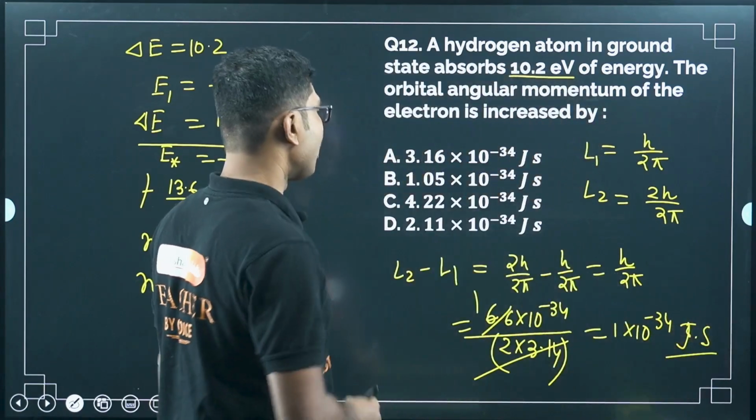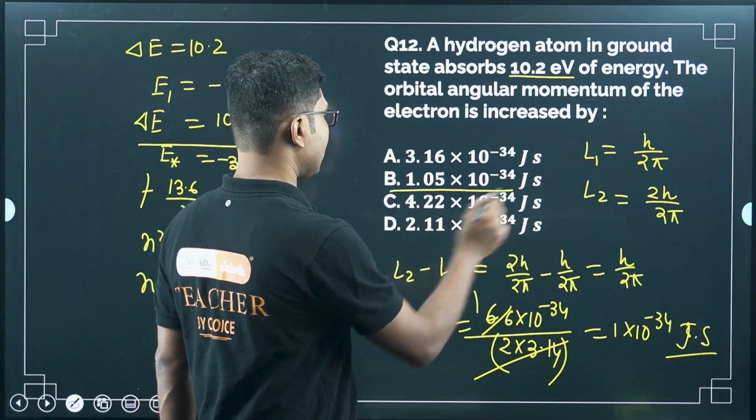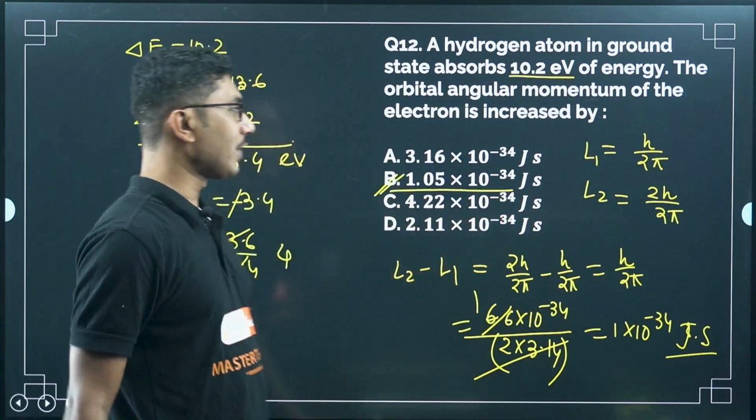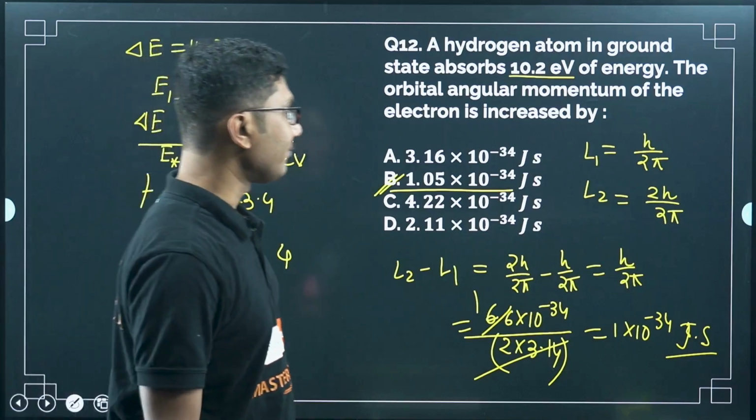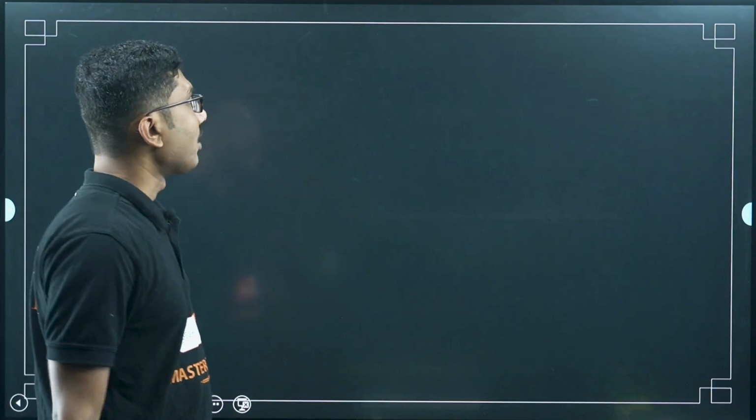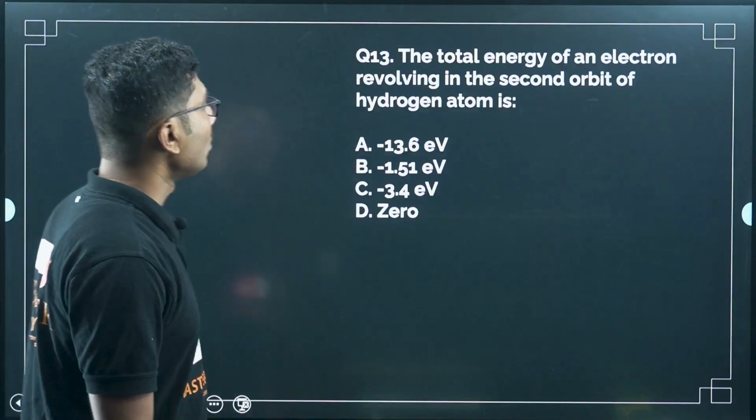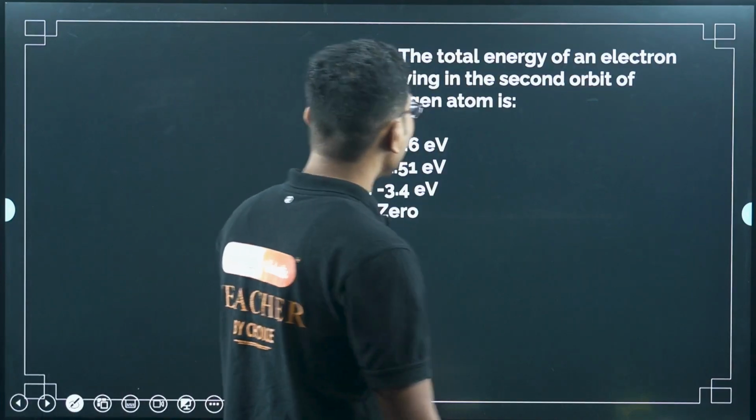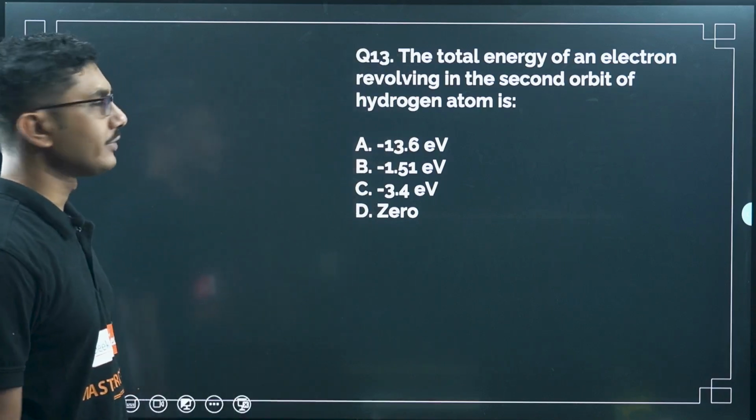Okay, so if you see the options, only one option is very close to our answer, that is 1.05 times 10 to the power of minus 34 joule second. So this is the answer, right? Easy. Now next question. The total energy of an electron revolving in the second orbit of hydrogen atom is.